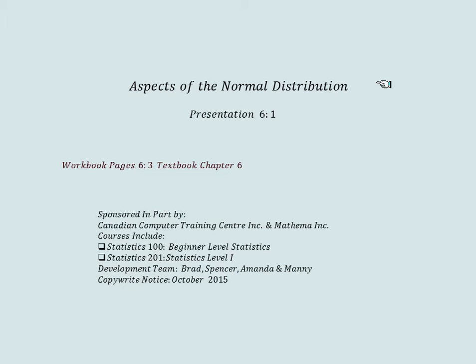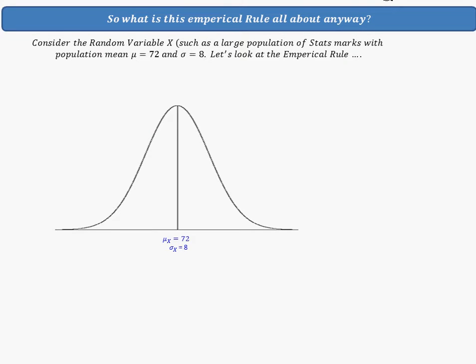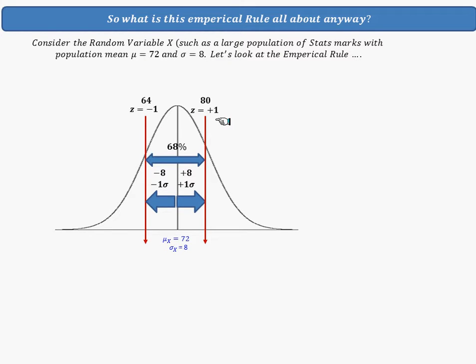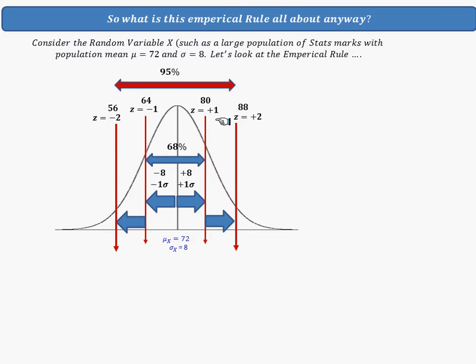Hello and welcome to presentation 6.1, a treatment of the normal distribution. We're going to look at a summary of the empirical rule. As you can see here, for population mean of 72, sigma equal to 8, the percentage of data within one standard deviation, z equal -1 to z equal +1, or between 64 and 80, is 68%. We extend that to two standard deviations, -2 to +2, 56 to 88, and that probability is 95%.